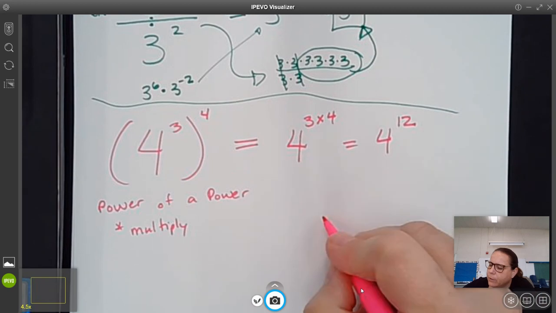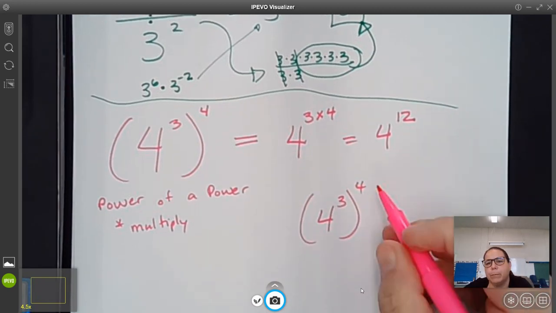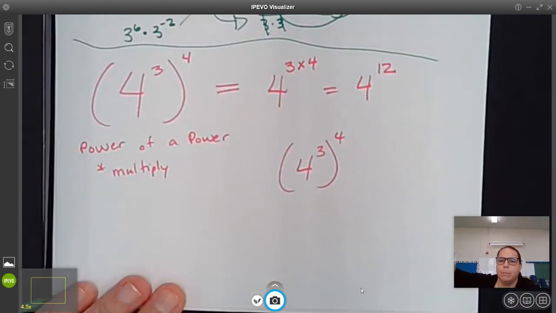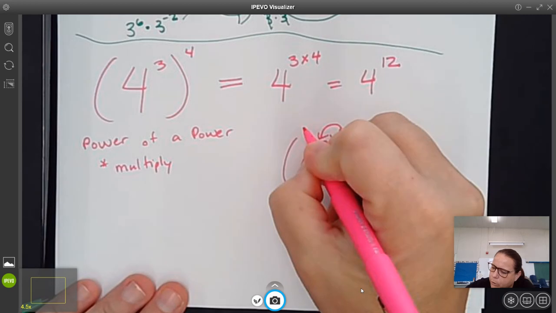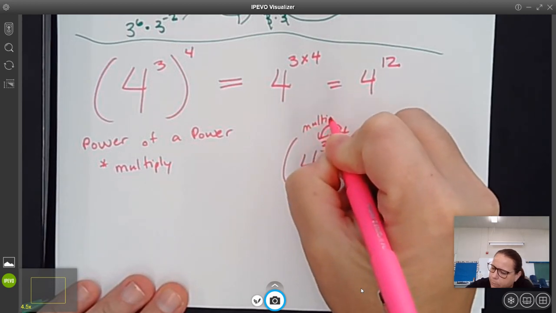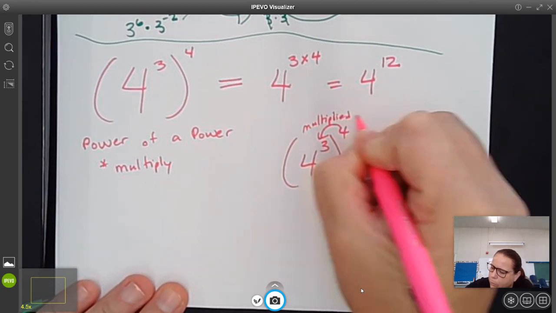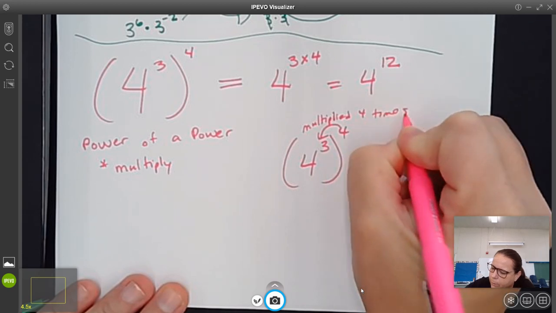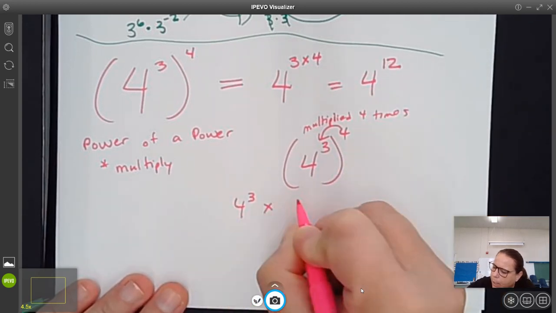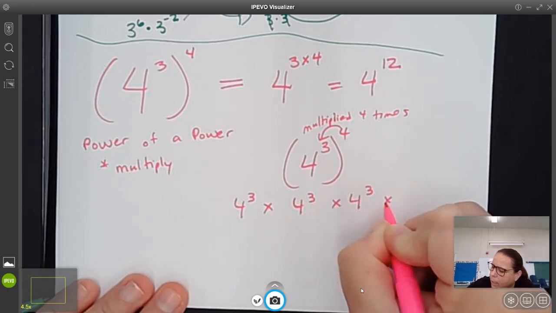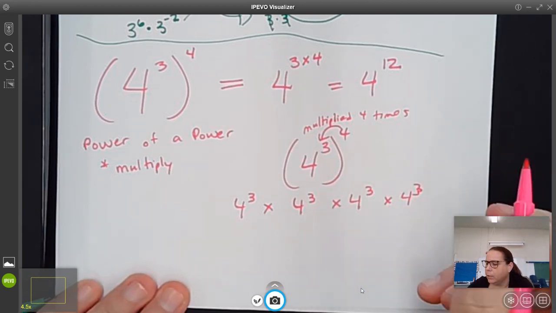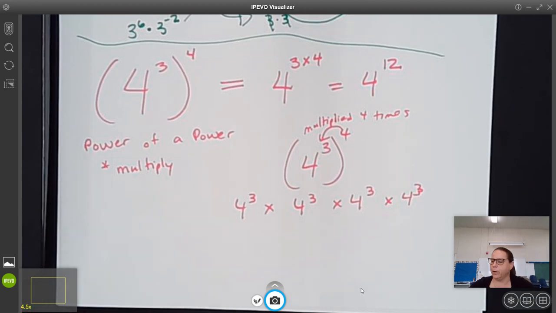But if we think about what this actually means, because you could think of it that way as well, if you can't remember the rule, then you just need to remember what an exponent means. This means whatever's in here multiplied 4 times. So 4 to the 3rd times 4 to the 3rd times 4 to the 3rd times 4 to the 3rd.